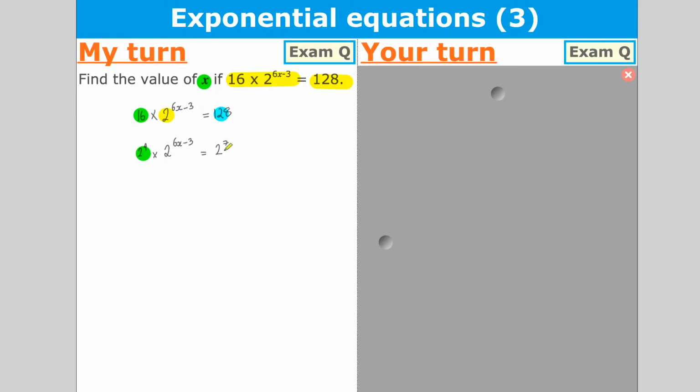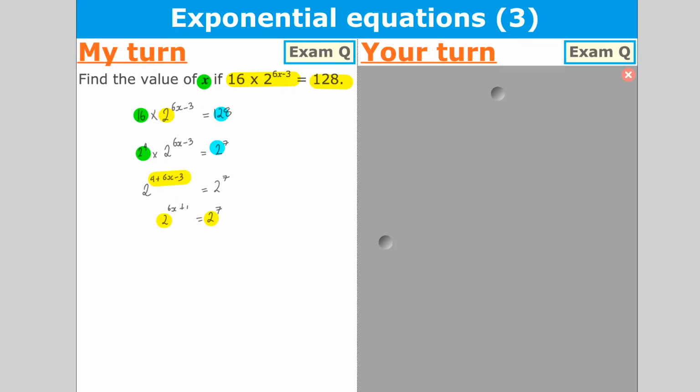Now, when you're in this world, as we saw yesterday, life just gets so much easier when you've got the same base. If you're multiplying and the base is the same, you can add the powers. So you can say this is 2 to the power of 4 add 6x subtract 3 is equal to 2 to the power of 7. And let's just tidy this up here. We just don't want messy stuff like that. Let's collect like terms. And so that's 2 to the power of, I'll write the x's first, 6x. 4 take away 3 is plus 1. And we are in a happy place.